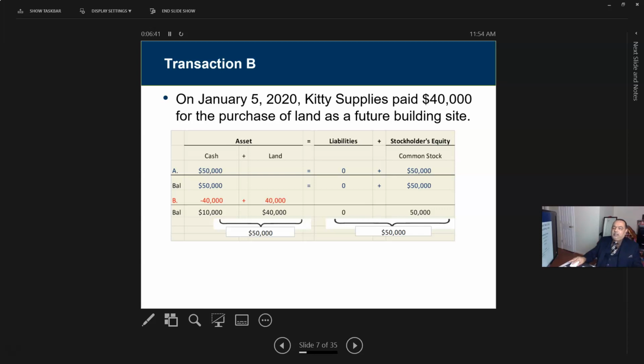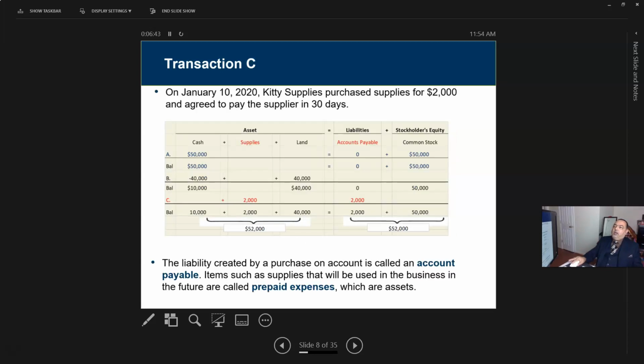We'll see other examples as well. On January 10, 2020, Kitty Supplies purchased supplies for 2,000 and agreed to pay the supplier in 30 days. So we purchase supplies. Now they remain as an asset until I have used up the supplies.